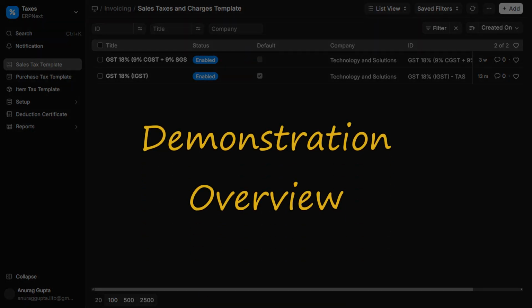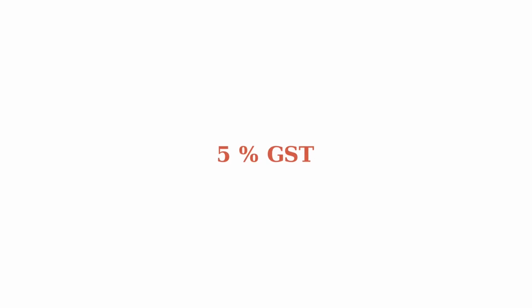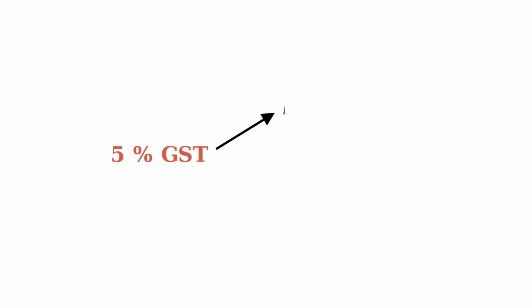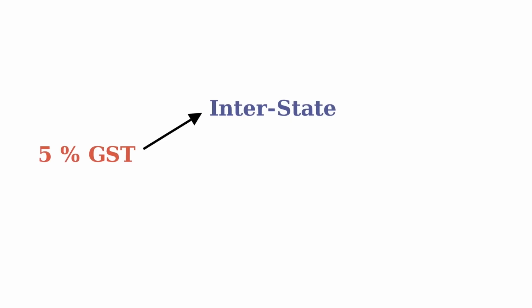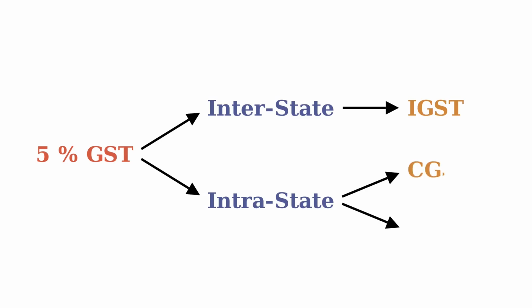For demonstration, I'll create two sales tax templates for calculating sales tax in India. The first template will calculate 5% GST on the net total for inter-state transactions with the entire tax amount recorded as IGST. The second sales tax template will calculate 5% GST on the net total for intra-state transactions and divide the tax equally into two components, CGST and SGST.